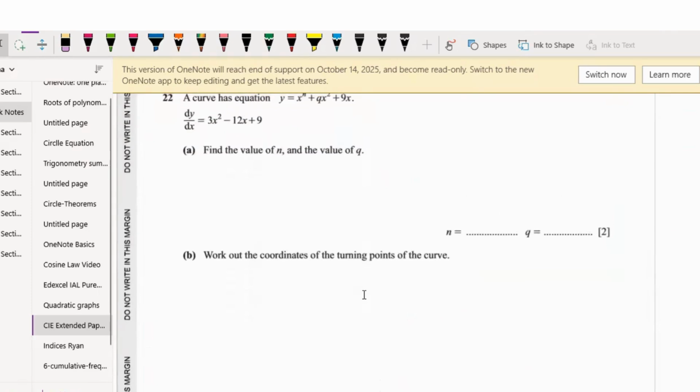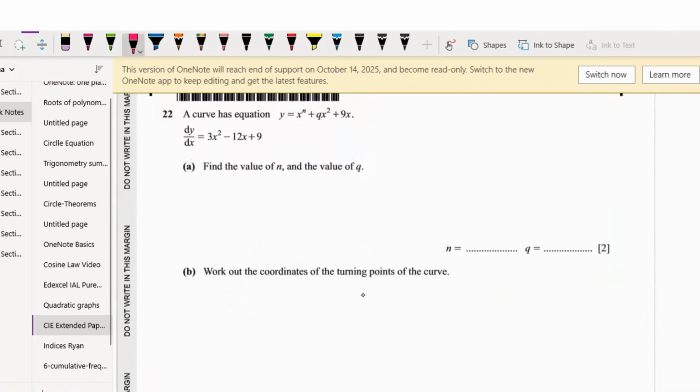Now question 22. The curve has equation y equals x to the power n plus q x squared plus 9x. The derivative of this curve is already given. We have to compare the things and then find the value of n and q. See, how do you get the derivative? dy by dx: the power times the first number, which is n, x to the power n minus 1, one less in the power, plus 2 times q makes it 2q, and x to the power of 1 less in the power makes it x to the power 1, plus 9x derivative will be just 9.